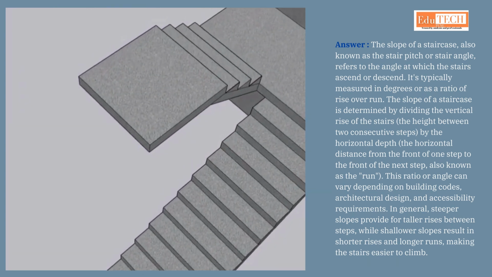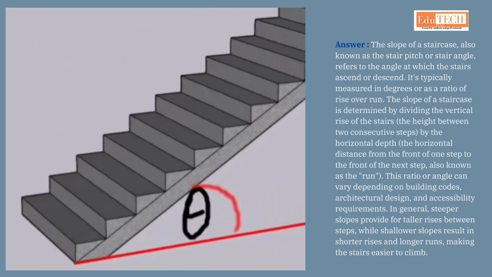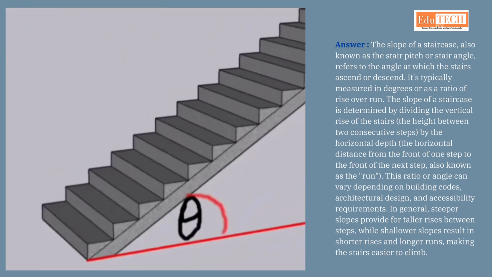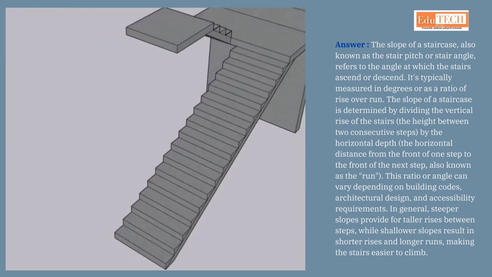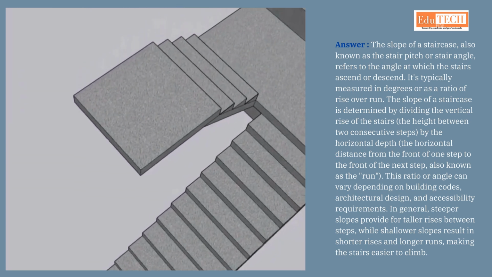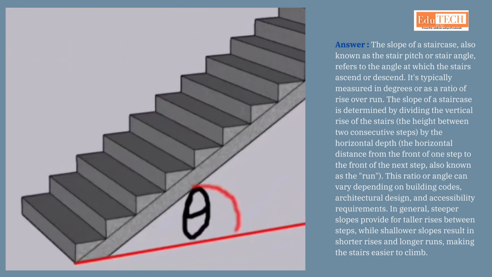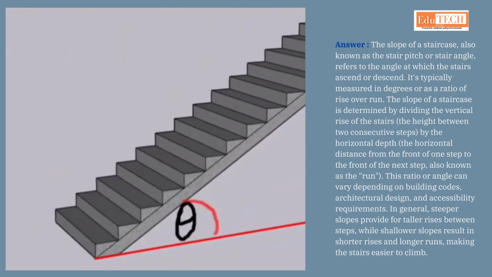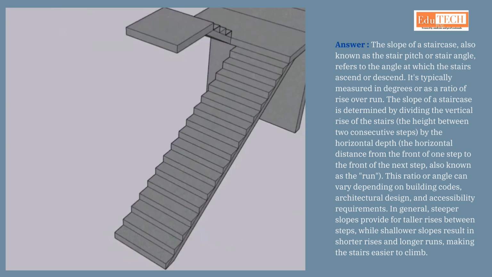The slope of a staircase is determined by dividing the vertical rise of the stairs, the height between two consecutive steps, by the horizontal depth, the horizontal distance from the front of one step to the front of the next step, also known as the run. This ratio or angle can vary depending on building codes, architectural design, and accessibility requirements. In general, steeper slopes provide for taller rises between steps, while shallower slopes result in shorter rises and longer runs, making the stairs easier to climb.